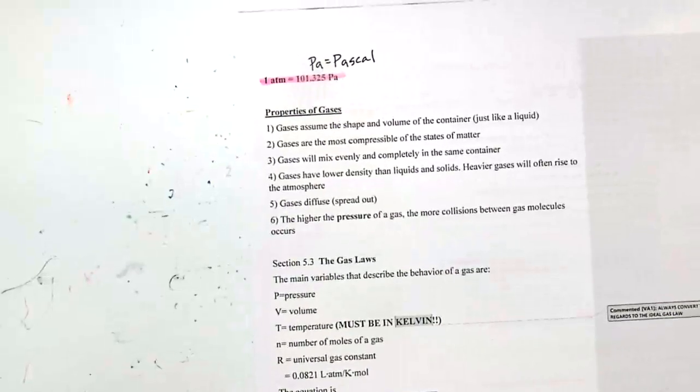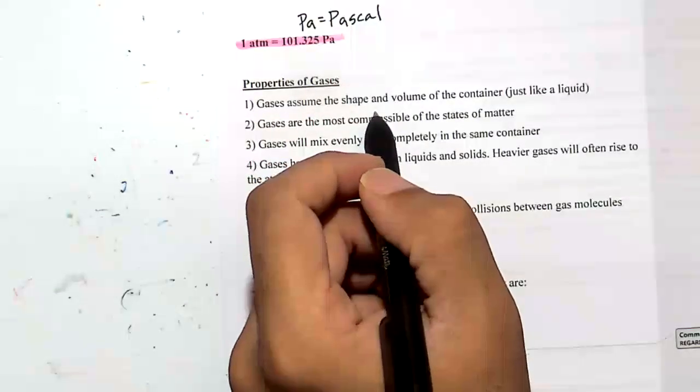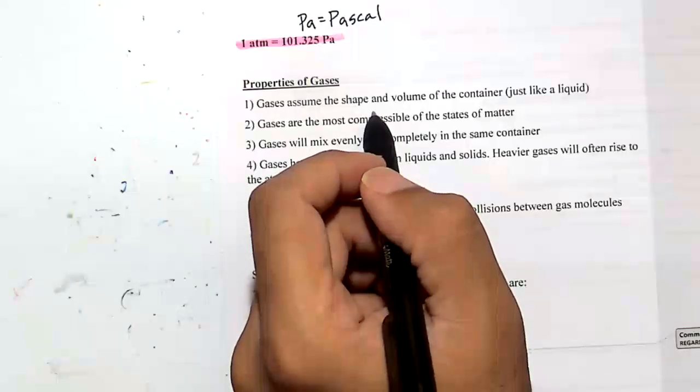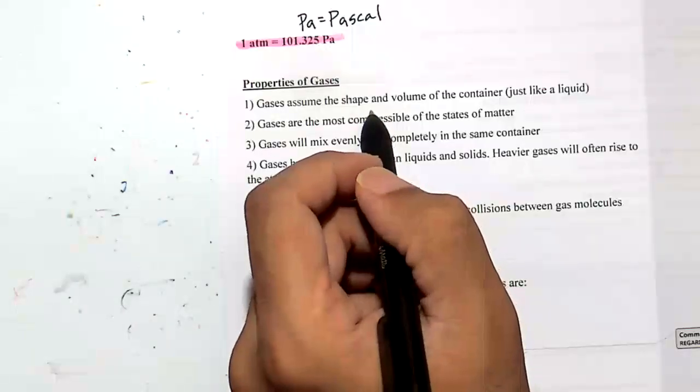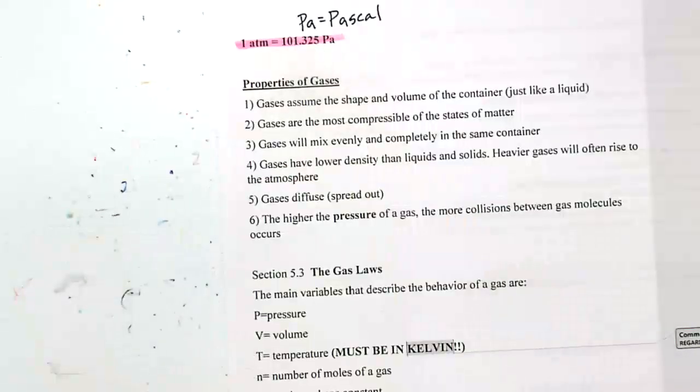All right, some properties of gases. I'll explain this to you, so just read along with me. Gases assume the shape and volume of the container, just like a liquid. So this room may have 100 gases. It could have 1,000 gases. They all fit into this room.